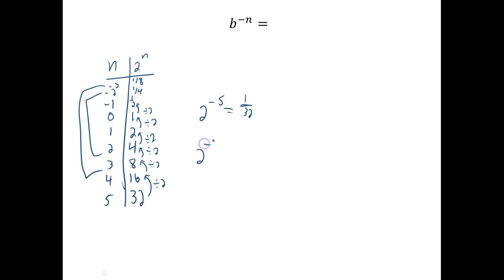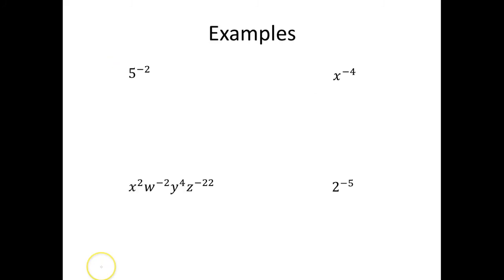So 2 to the negative n would actually just be 1/2 to the nth power. So we see that here. Negative 2, it's 1/2 squared. Negative 3, it's 1/2 to the third. And that will continue going up. So in general, b to the negative n power is just 1 over b to the n. So it just flips it to the bottom of a fraction. And that's really all there is to it. That's kind of cool. So let's try some examples real quick here.